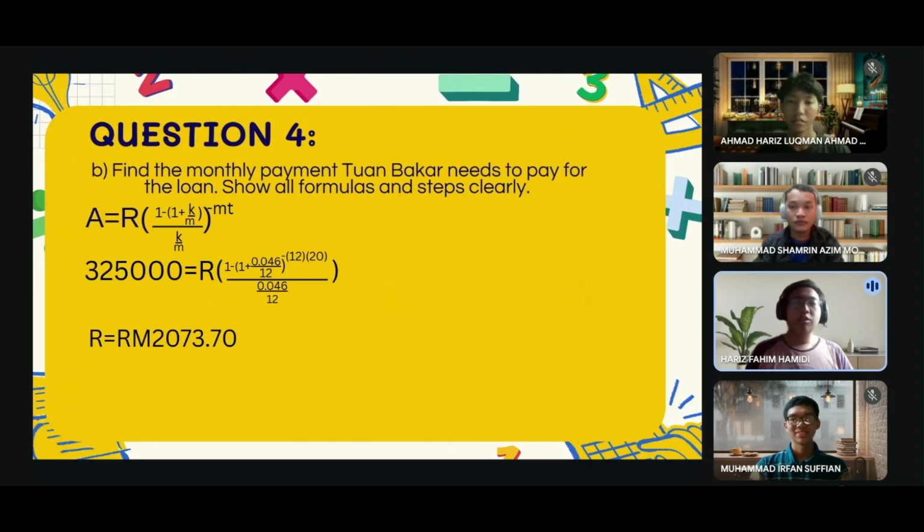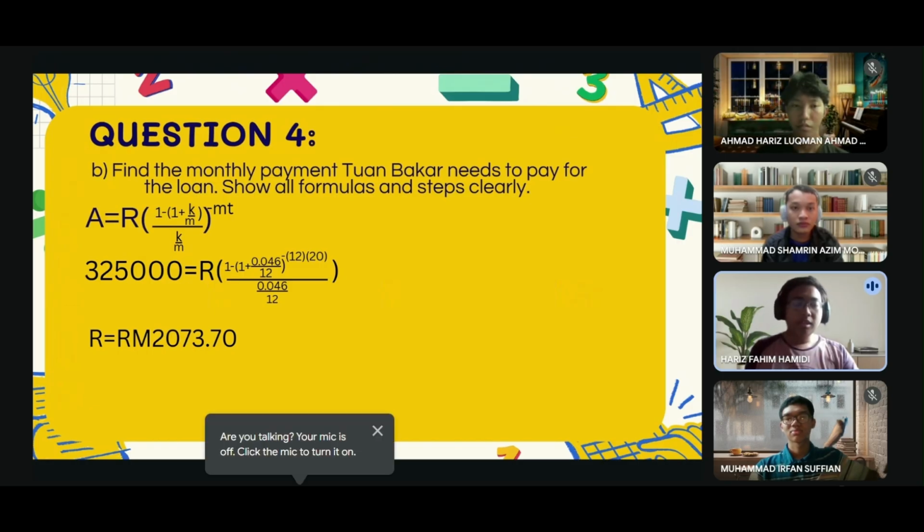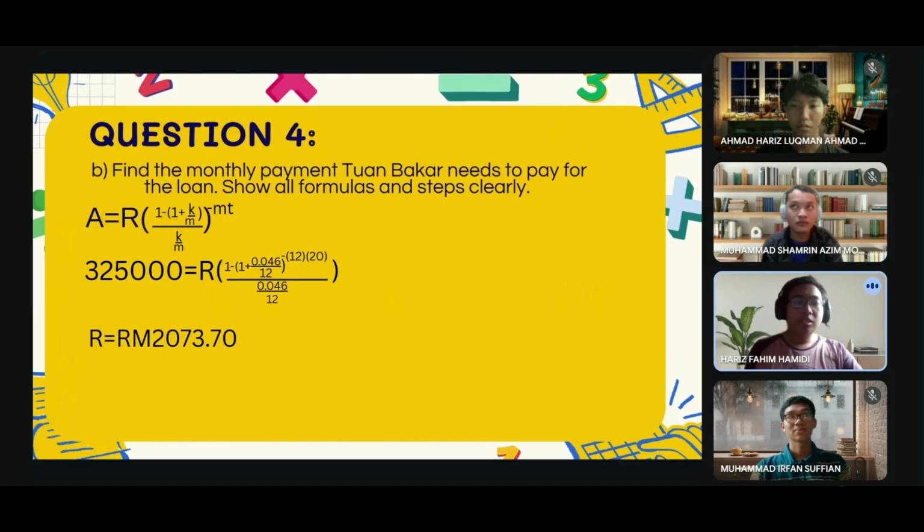Okay, for this question, I will be explaining it. For this question, we need to use the formula annuity of present value. A in this formula is the principal. So we will be replacing A with 3,025,000 ringgit equals R times 1 minus 1 plus 0.046 over 12 close bracket to the power of negative 12 times 20, over 0.046 over 12 in closing bracket.